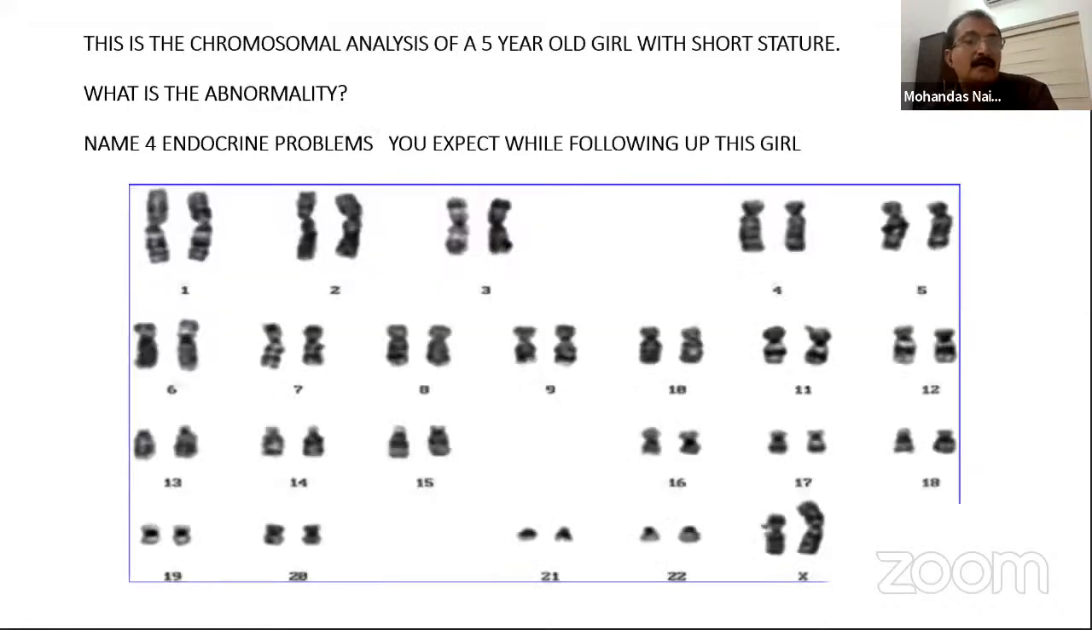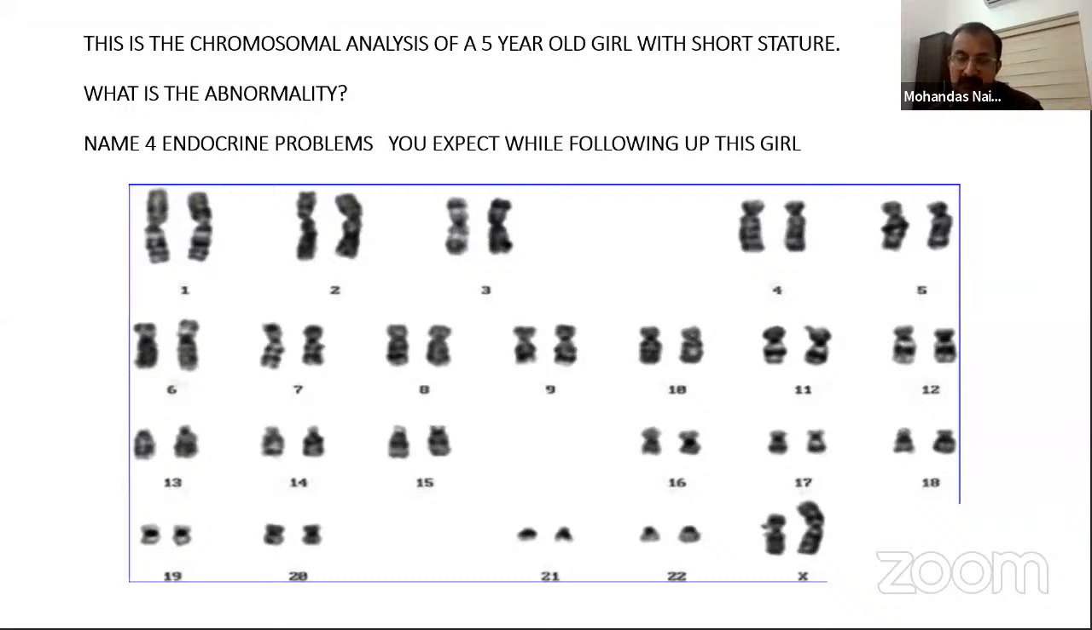So here, this is the chromosome analysis of a 5-year-old girl with short stature. What is the abnormality? Name 4 endocrine problems you expect while following up this girl. So whenever you get a question like this, a 5-year-old girl with short stature and a karyotype, naturally you will be thinking about Turner syndrome. So you will be concentrating on the X chromosome. Here you are seeing 2 X chromosomes, and all other chromosomes are also normal. So keeping Turner syndrome in mind, you focus on the X chromosomes.